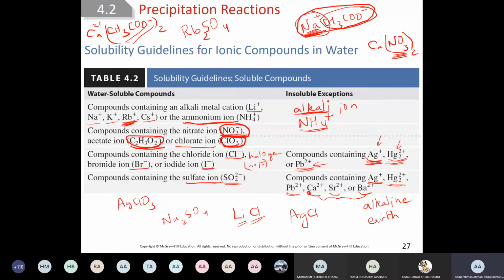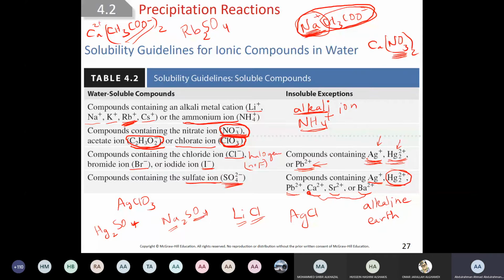So if I have Na2SO4, is it going to dissolve in water? Yes, because of SO4 with Na, it will dissolve. But if I have Hg2SO4, is it going to dissolve? Insoluble. Why? Because of mercury 1. Is this clear?